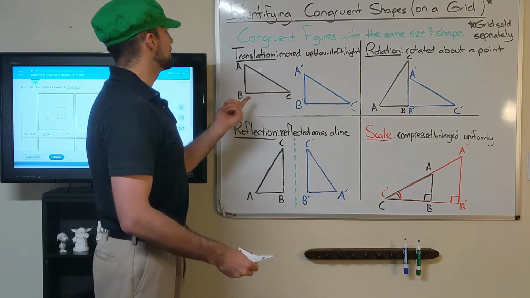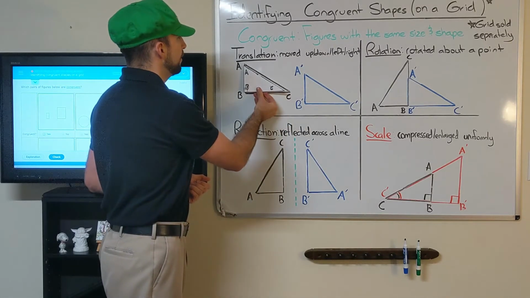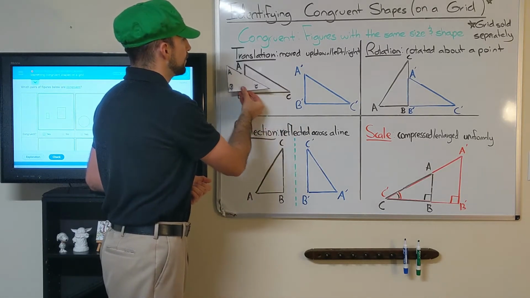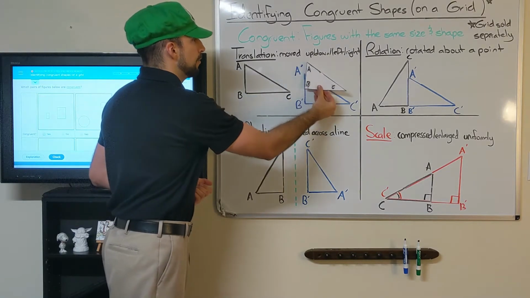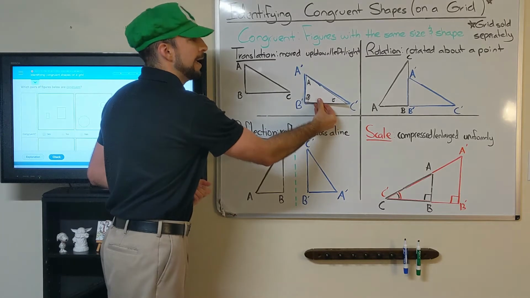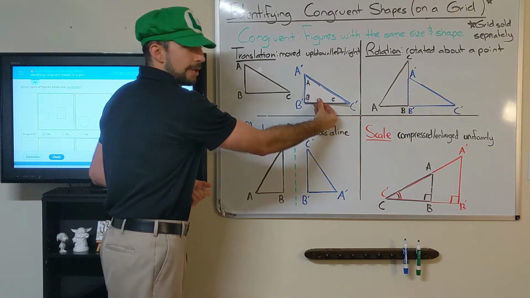So let's start with a translation. A translation is simply when I move this figure up, down, left, or right. So we can see triangle ABC here is still congruent to triangle ABC. It's changed places, but the angles and the sides are all still congruent to the original.